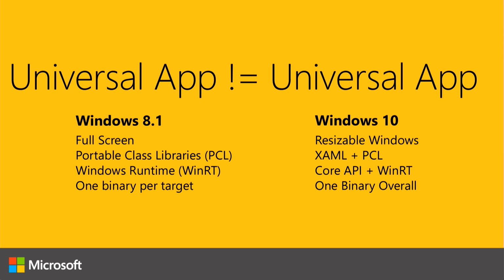As I said before, Windows 8.1 had one binary per target, which meant you had to publish things multiple times, right? And you had different developer portals. If you're a phone developer, you had one portal. If you're a Windows developer, you had another portal. Now you get one binary overall for Windows 10, and everything lives in there. And then I'll get into this in a minute, but .NET Native.